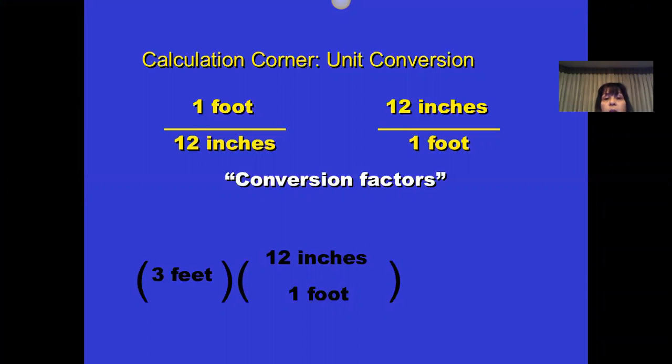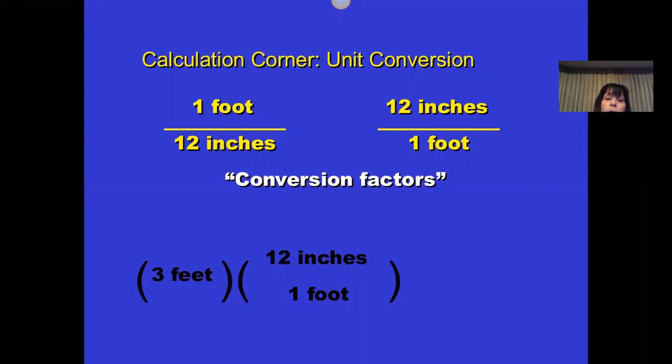To start with a problem, we'll take an easy one. We'll start with feet and inches. My problem down at the bottom is that I want to convert 3 feet to inches. And notice I have two possible conversion factors. Both of them involve the same conversion, which is that 1 foot is equal to 12 inches. Notice that I can have two different fractions that I can make out of them, and I can either use 1 foot over 12 inches or 12 inches over 1 foot.